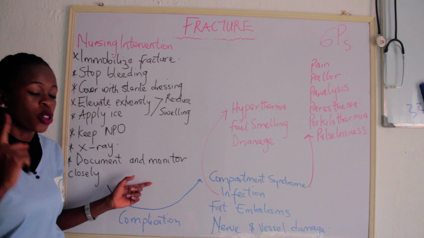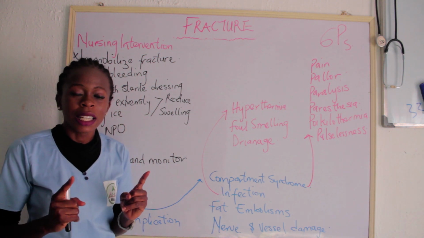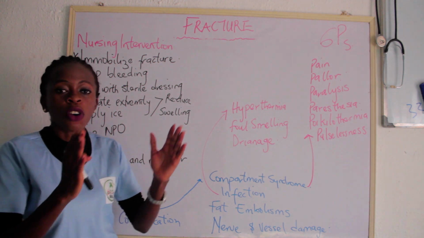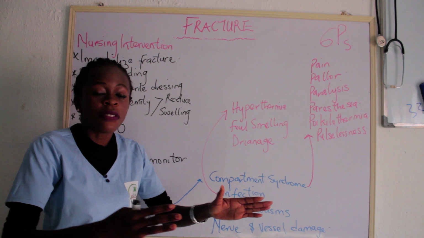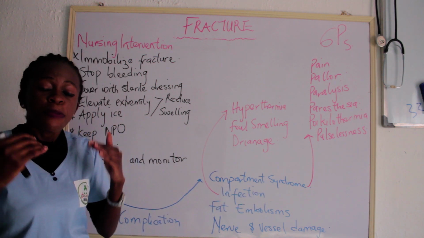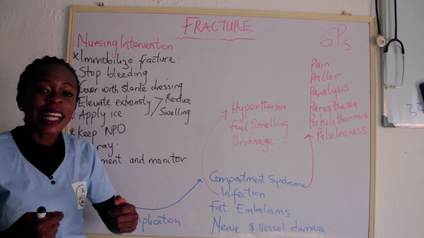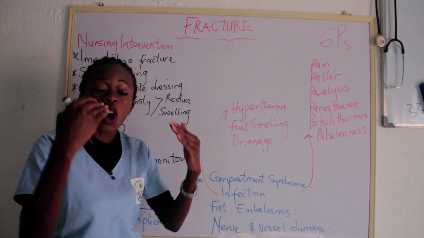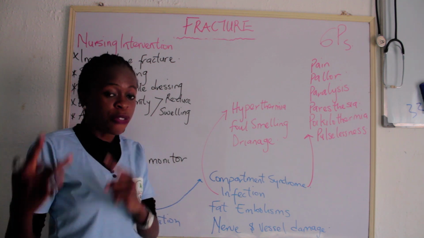Make sure as a nurse to document and monitor closely. This patient should be observed closely after putting the cast, after putting the fixator, after putting the traction. This patient should be observed what? Closely. You have to observe for the signs of the various complications that are likely going to arise from fracture.